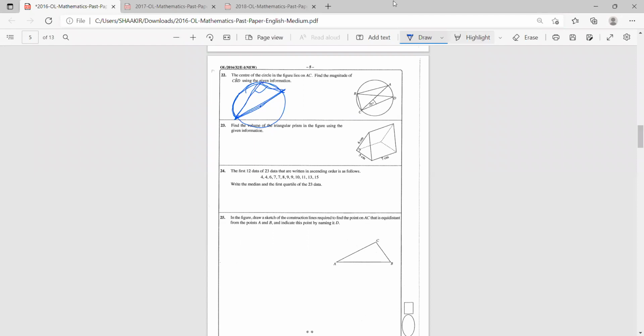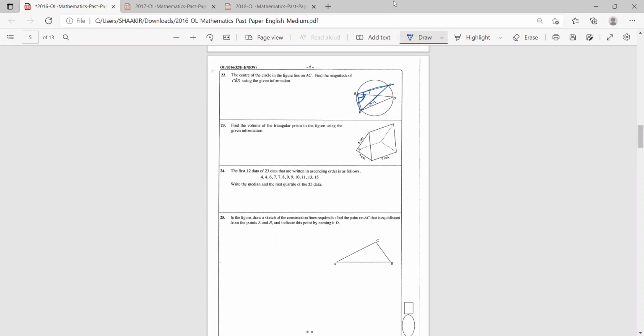According to this diagram, children, this is the diameter. Look at this: this is an angle which you have in a semicircle, so this will be equal to 90 degrees. Now they are asking you to find the magnitude of CBD. Here CBD means only this portion. This entire thing is 90, but you need only this portion.